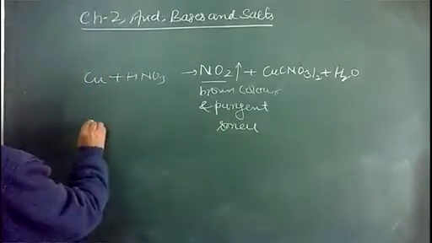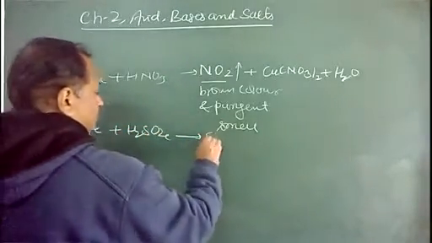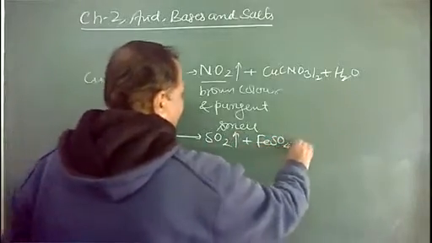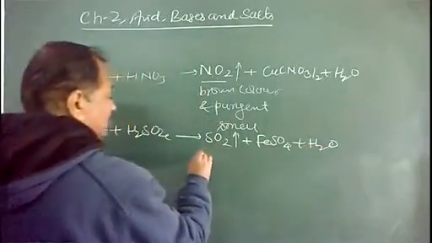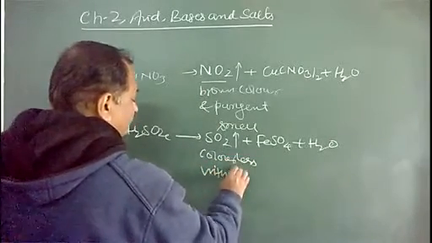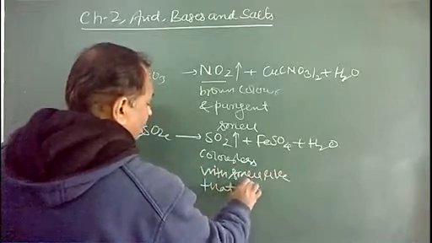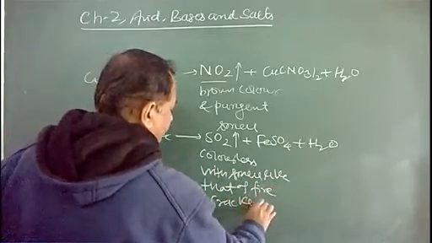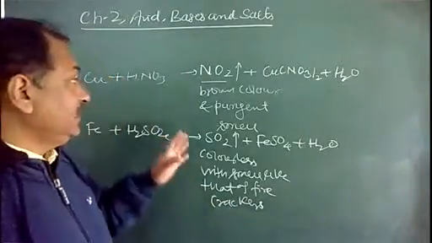Similarly, if you take Fe, iron, and sulfuric acid, then there is formation of SO2, sulfur dioxide, and FeSO4, and here there is water. So this sulfur dioxide, children, it is colorless, with a smell like that of firecrackers. So this is the way how we are able to identify any gas during reaction.